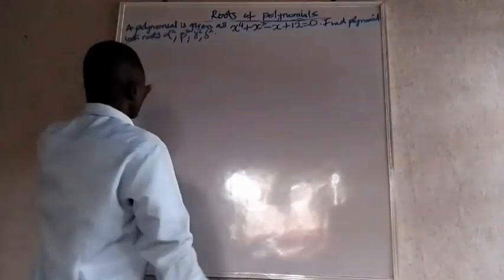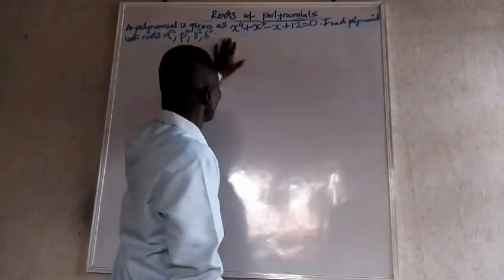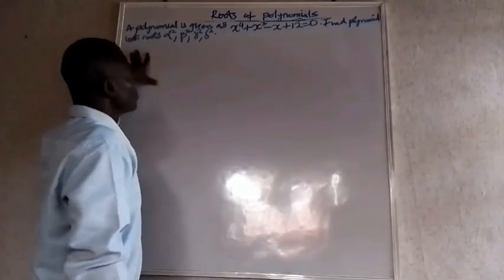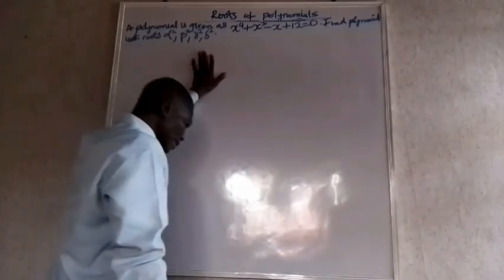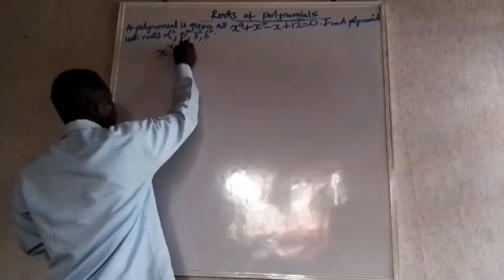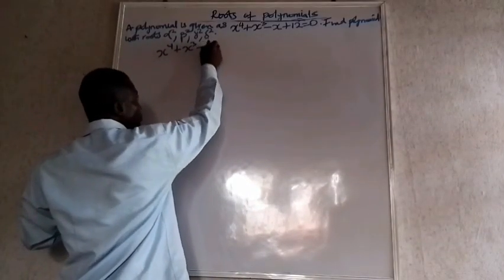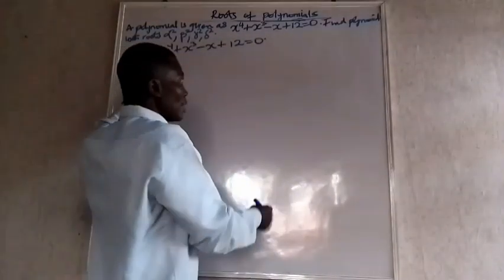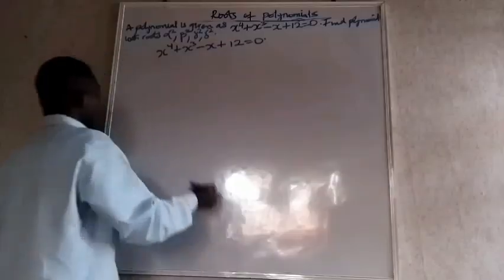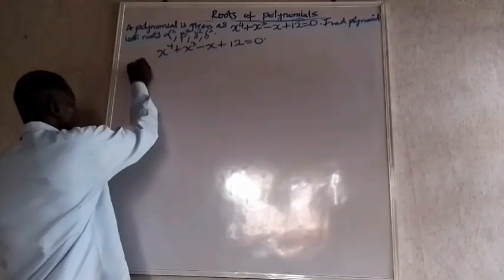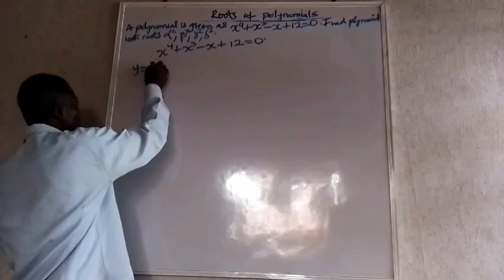Let's look at this. We have the equation x raised to the power 4 plus x cubed minus x plus 12 equals 0. We are now to find the polynomial with roots alpha squared, beta squared, gamma squared, delta squared. So the roots of this one are alpha, beta, gamma, and delta. Now, to find the one with alpha squared, beta squared, gamma squared, and delta squared, we have to make it like this: y equals x squared.